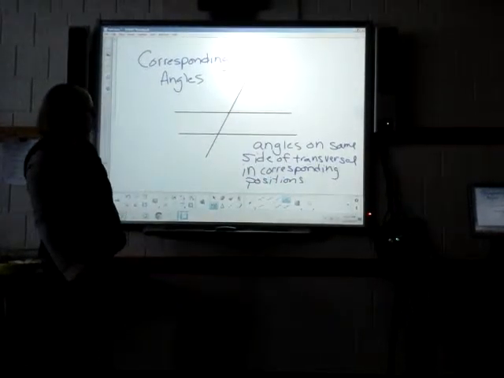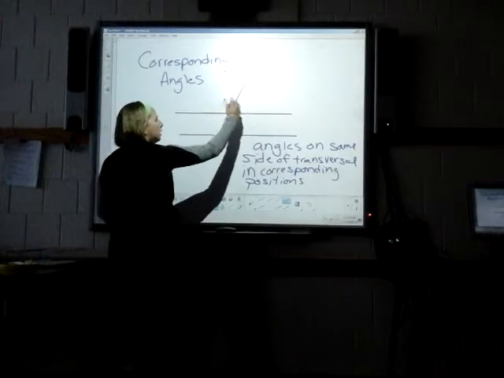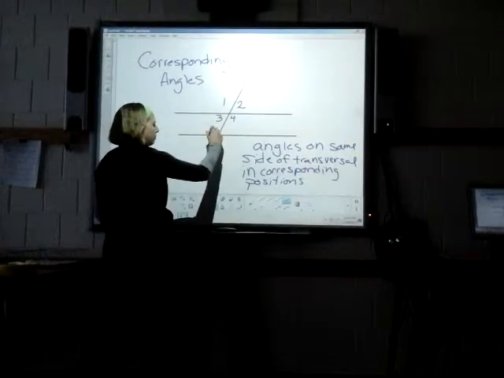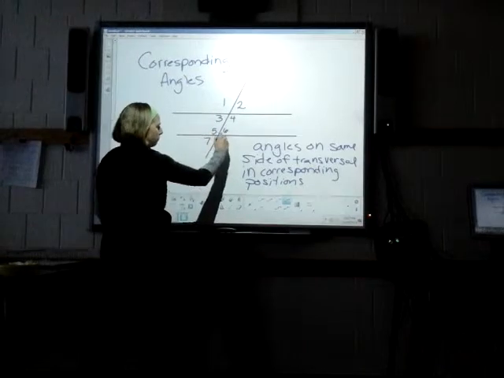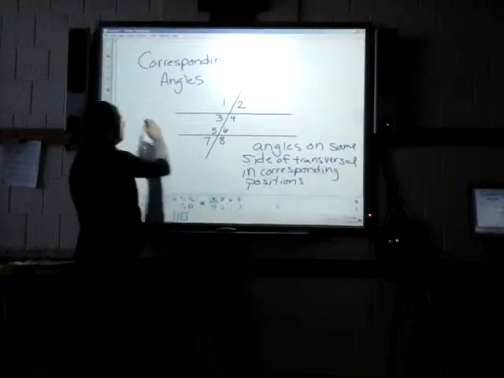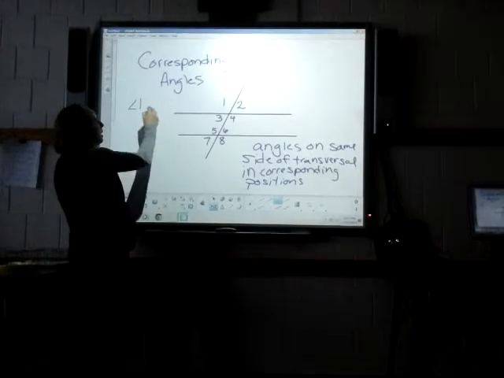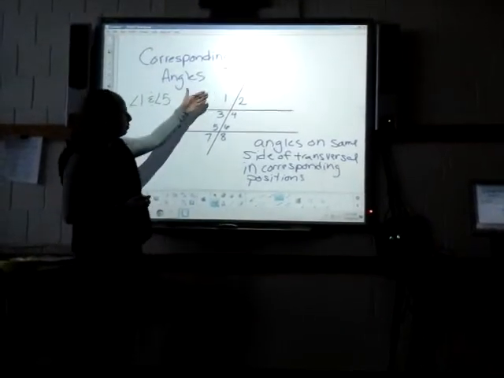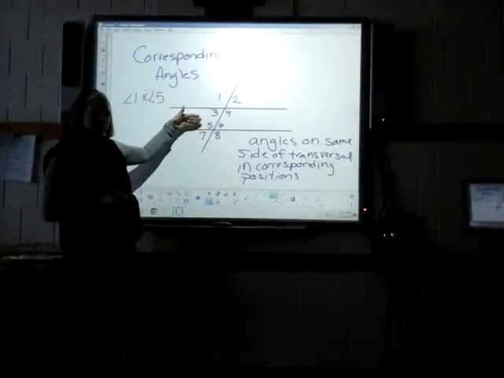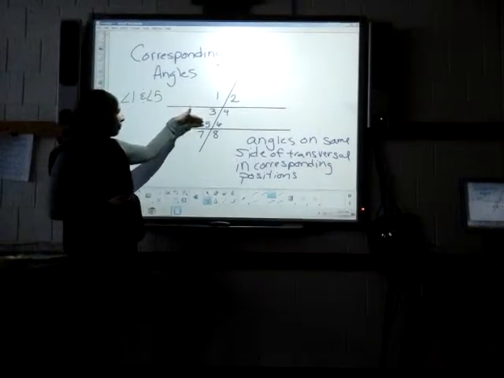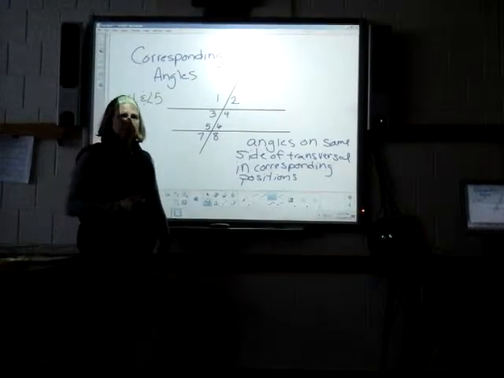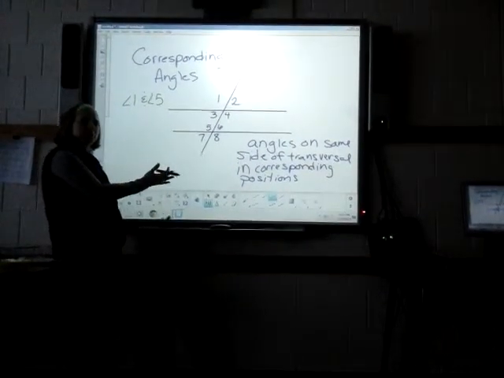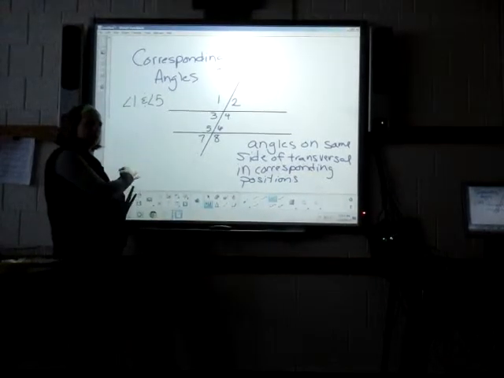So for corresponding angles, for example, if I were to number all 8 of my angles this time, angle 1 and angle 5 are corresponding angles because both of them are to the left side of the transversal and both of them are on top of their particular line. Okay? Can anyone find another pair of corresponding angles that fit the definition of being on the same side of the transversal and corresponding parts?